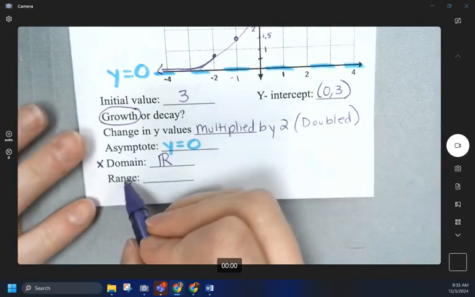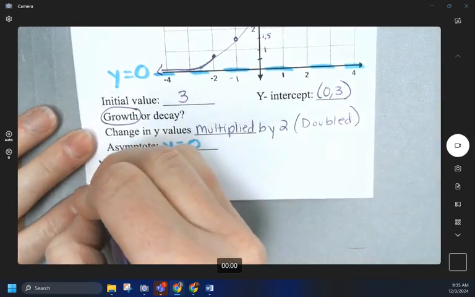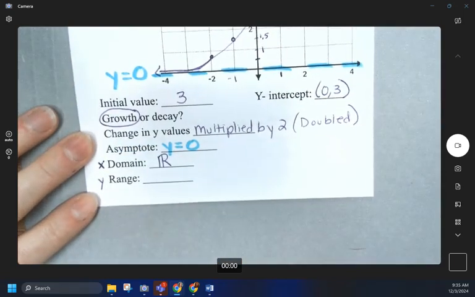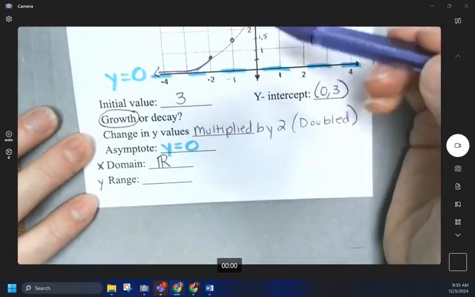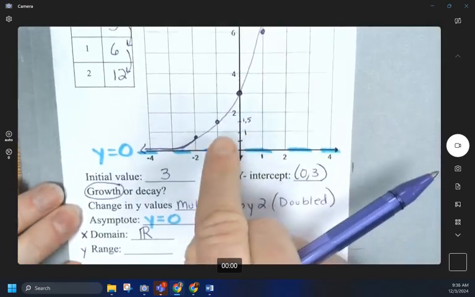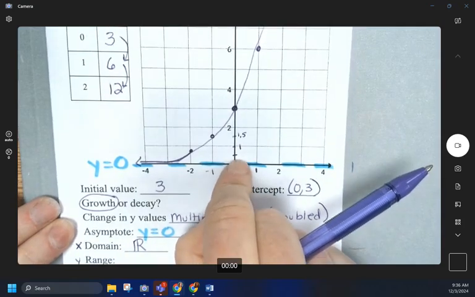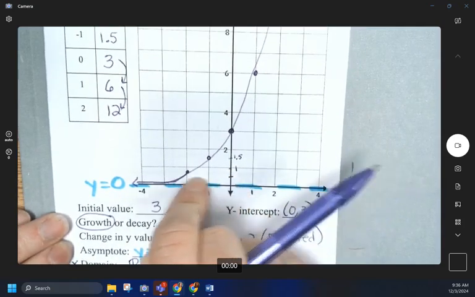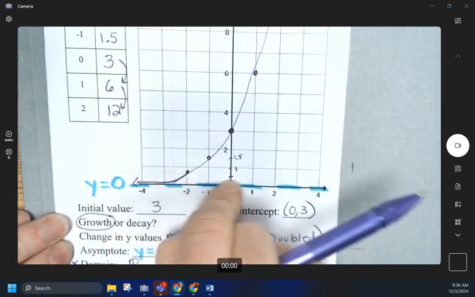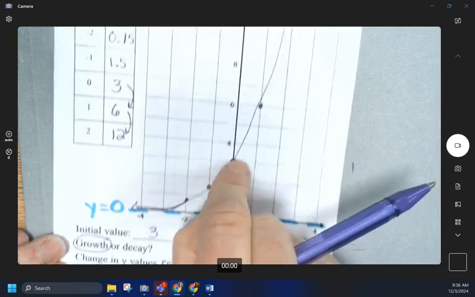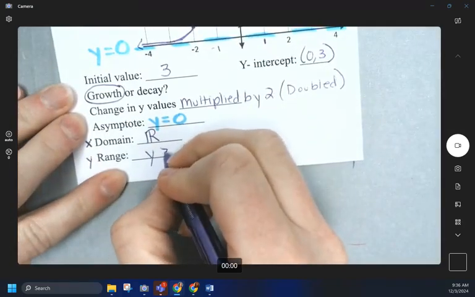And then the range is y. So we look at our range. It is low to high or down to up. So we see how far down does it go. Remember, we have this fence of the asymptote here. So it's at 0 or larger. So that means y is going to be greater than 0.